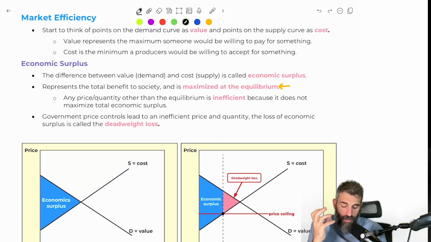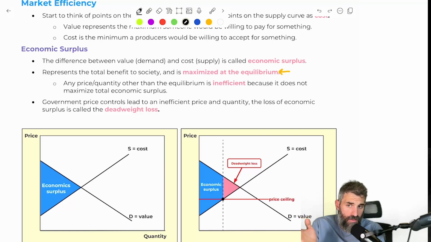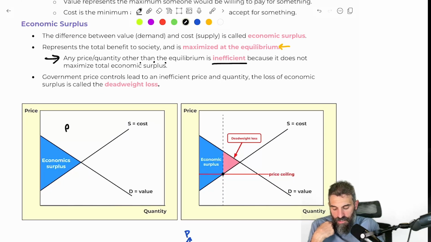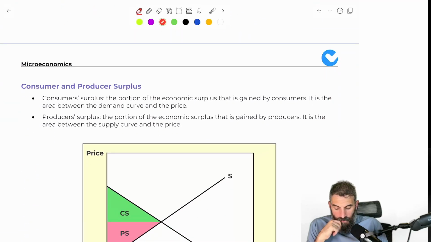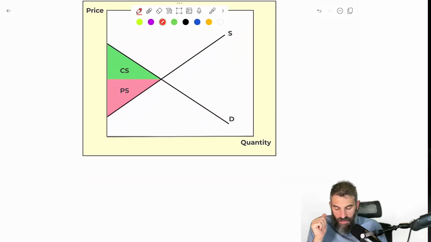So key things to take away. The word efficient means equilibrium. It's where the economic surplus is maximized. At any other point other than the equilibrium, we are inefficient because we are no longer maximizing the total economic surplus. So this is efficient here, and this is inefficient. Okay, this is what I talked about, consumer and producer surplus.